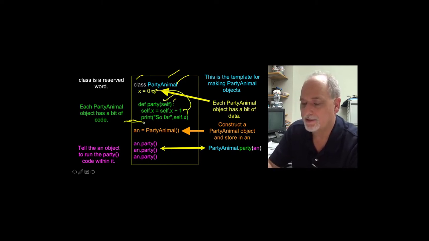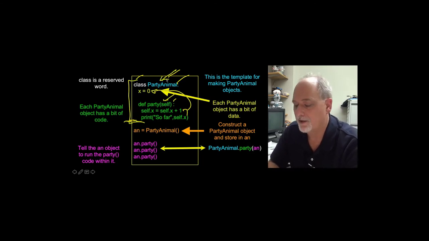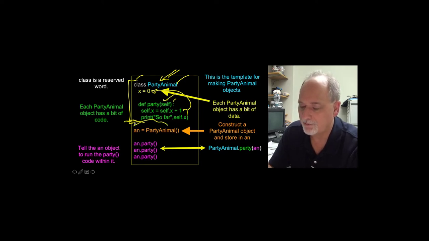So this is not actually executing any code. It's sort of remembering the template, defining the class PartyAnimal. This is what we call constructing. We're constructing using the PartyAnimal template or class. We are making a PartyAnimal. And then once we make that, we stick it in the variable an. And then we're going to call this party method three times, 1, 2, 3.